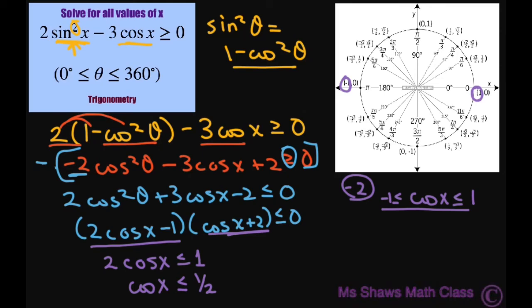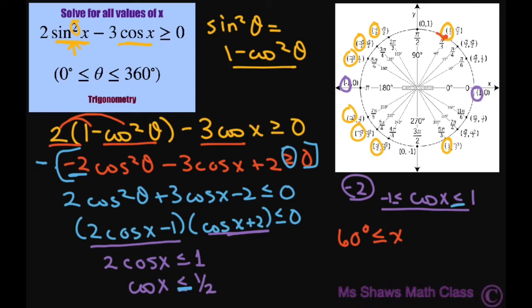Now what I'm going to do is look at the circle. So here's where cosine is 1/2. Now all these numbers in quadrant 2 and 3 are negative until we get back to here. And we can equal it as well. So basically, I'm starting at 60 degrees, and it can equal it because it can equal 1/2.